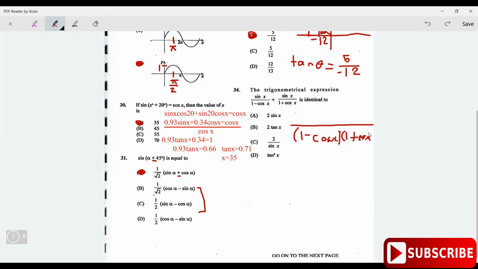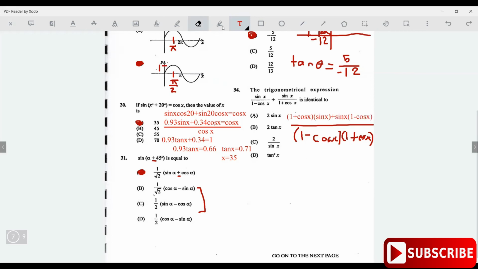Nice and easy. Now, 1 minus cos x into this leaves 1 plus cos x. 1 minus cos x into 1 minus cos x times 1 plus cos x leaves 1 plus cos x. So what we get is 1 plus cos x being multiplied by sin x, and then plus 1 plus cos x into this leaves sin x times 1 minus cos x, and we're good.